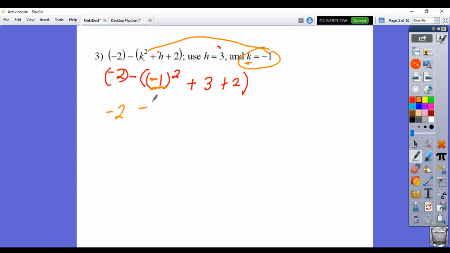-2 minus, what's -1 squared? What's -1 times -1? If you say it's +1, you're right because negative times negative is positive. And then this will be 3 plus 2, which will give you a 5.